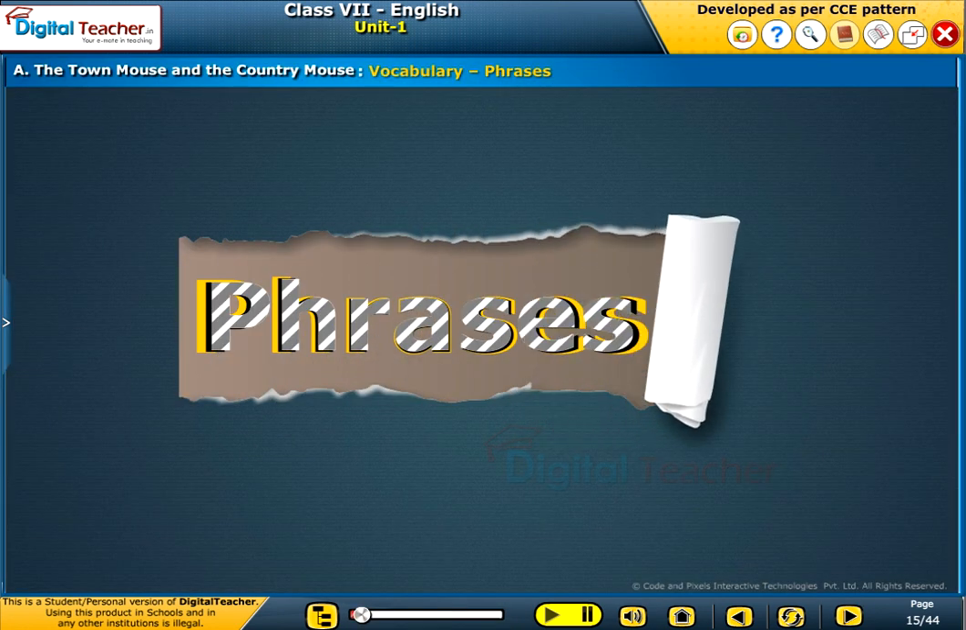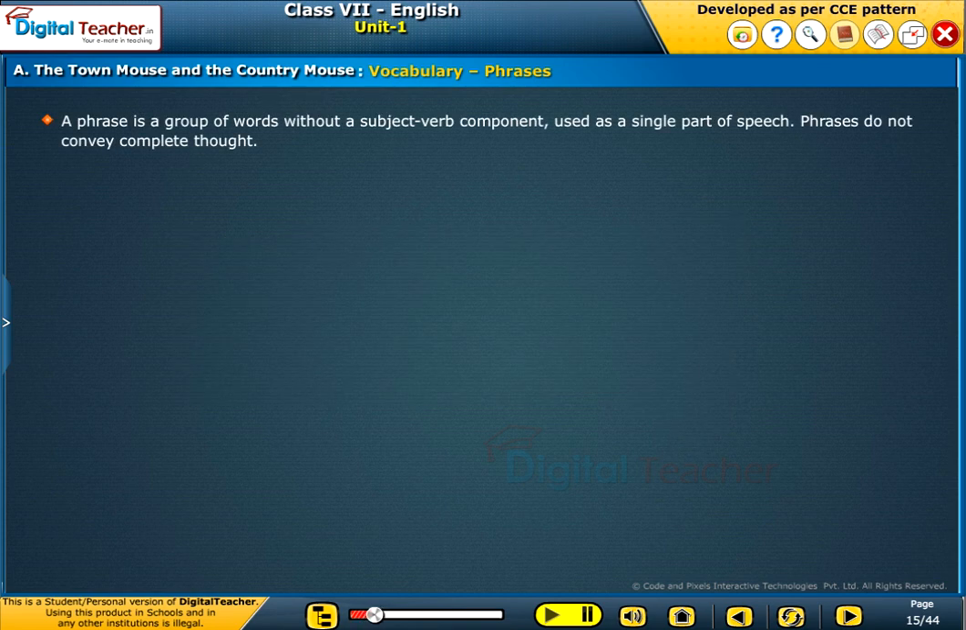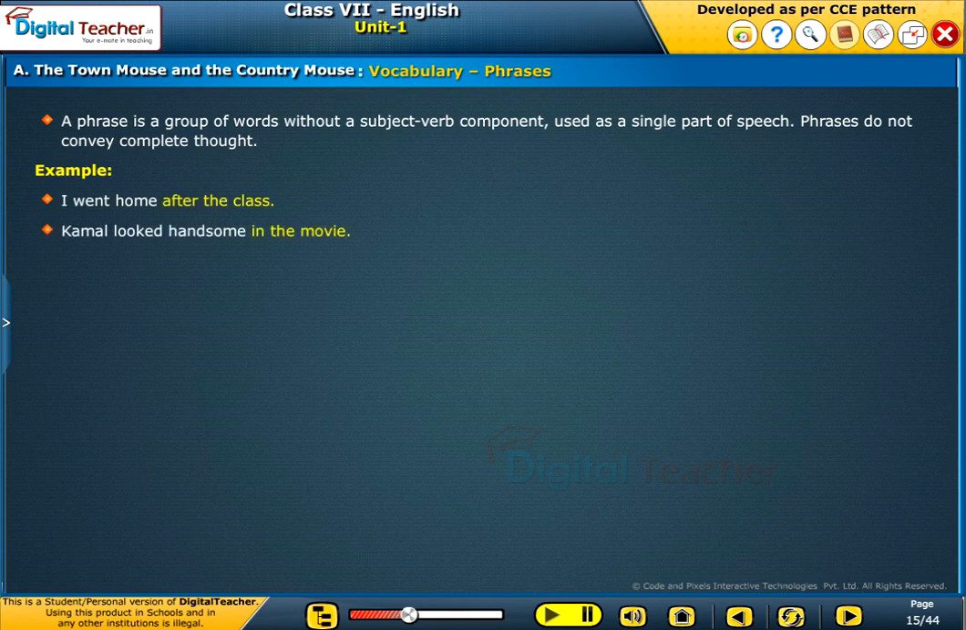Phrases. In this section, we will learn about phrases in detail. A phrase is a group of words without a subject and verb component, used as a single part of speech. Phrases do not convey a complete thought. Example: I went home after the class. Kamal looked handsome in the movie. He shot an arrow into the air.